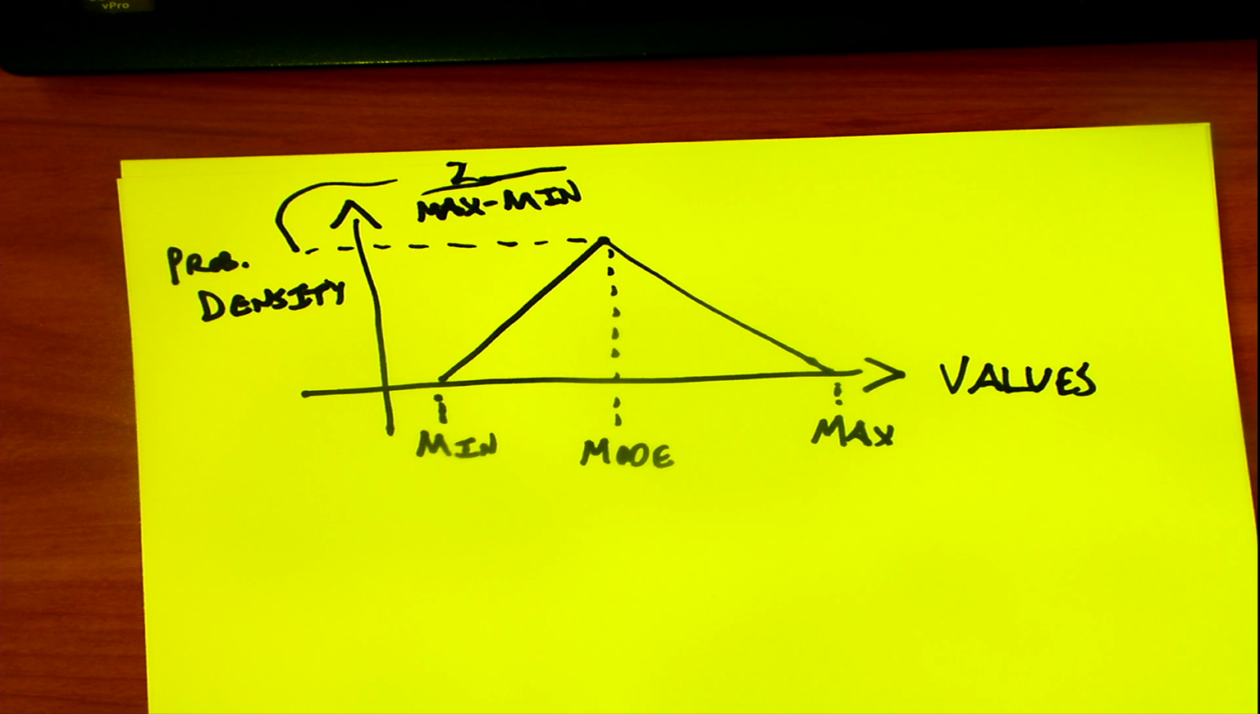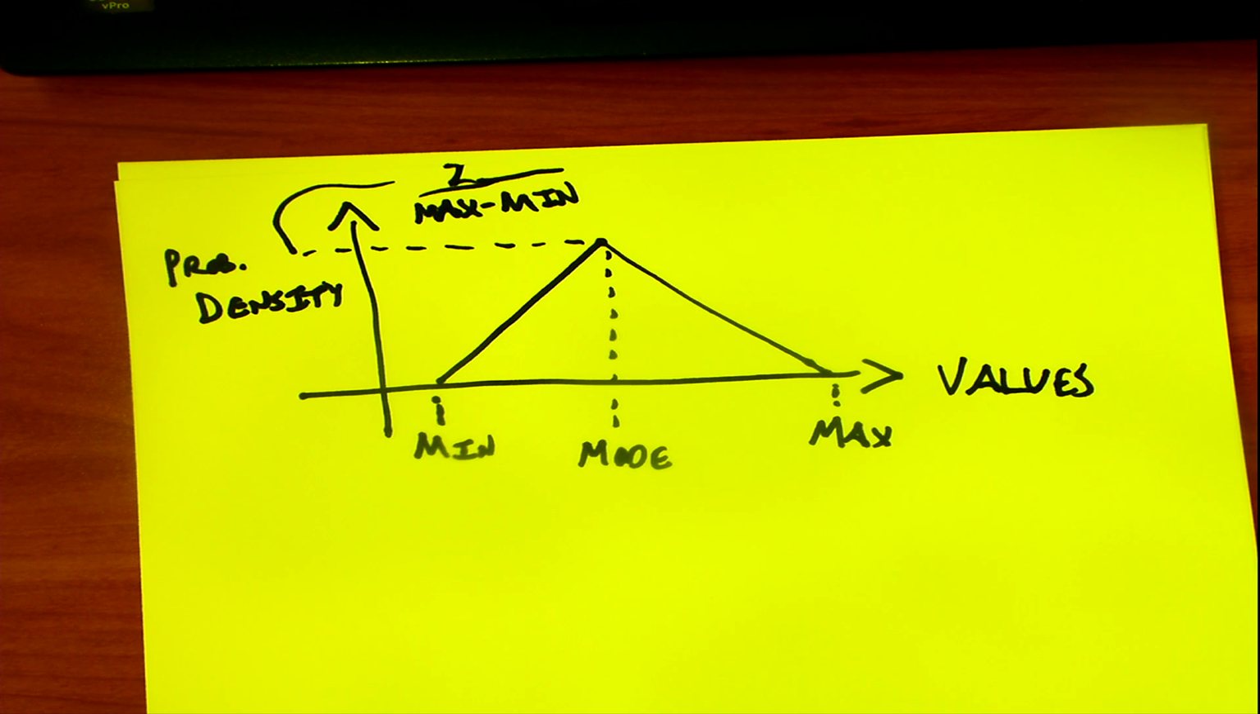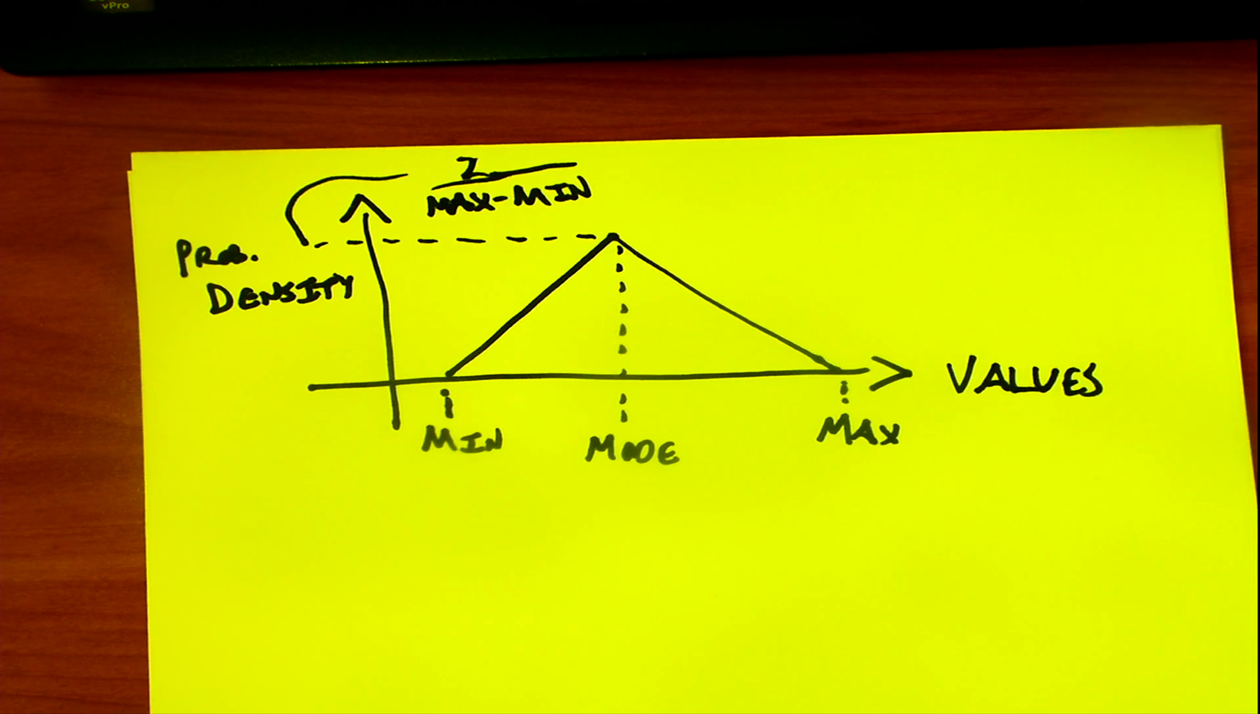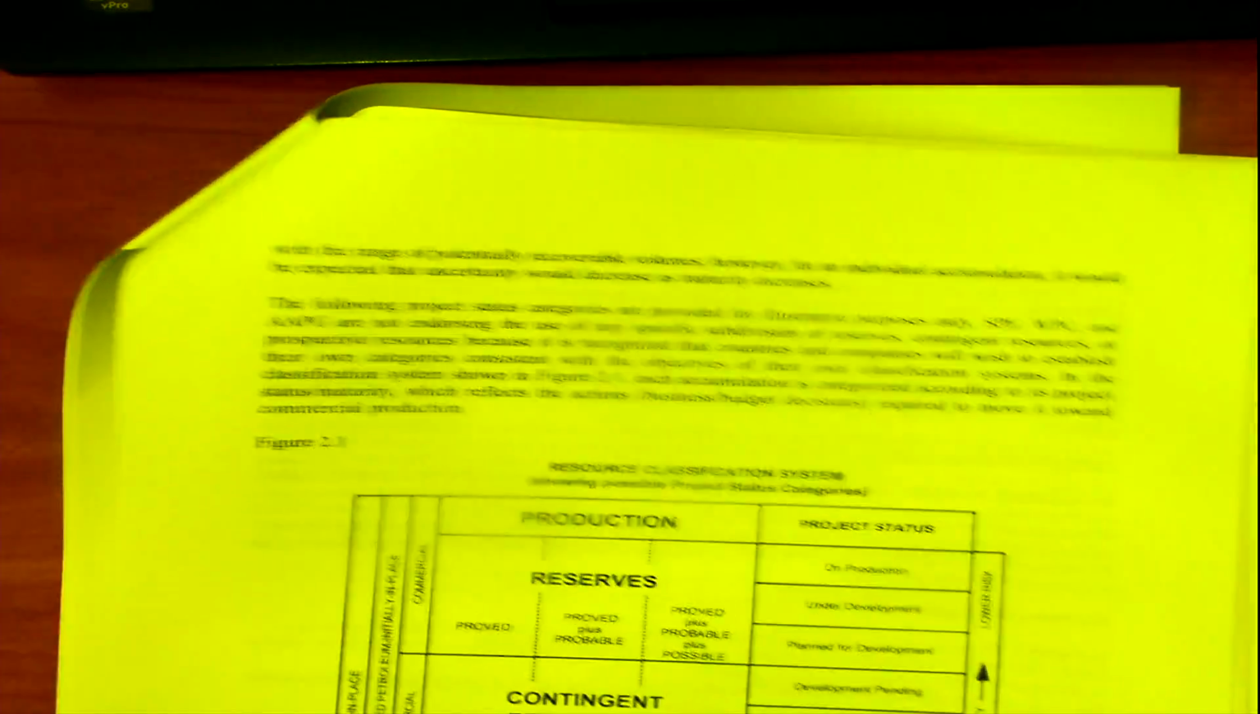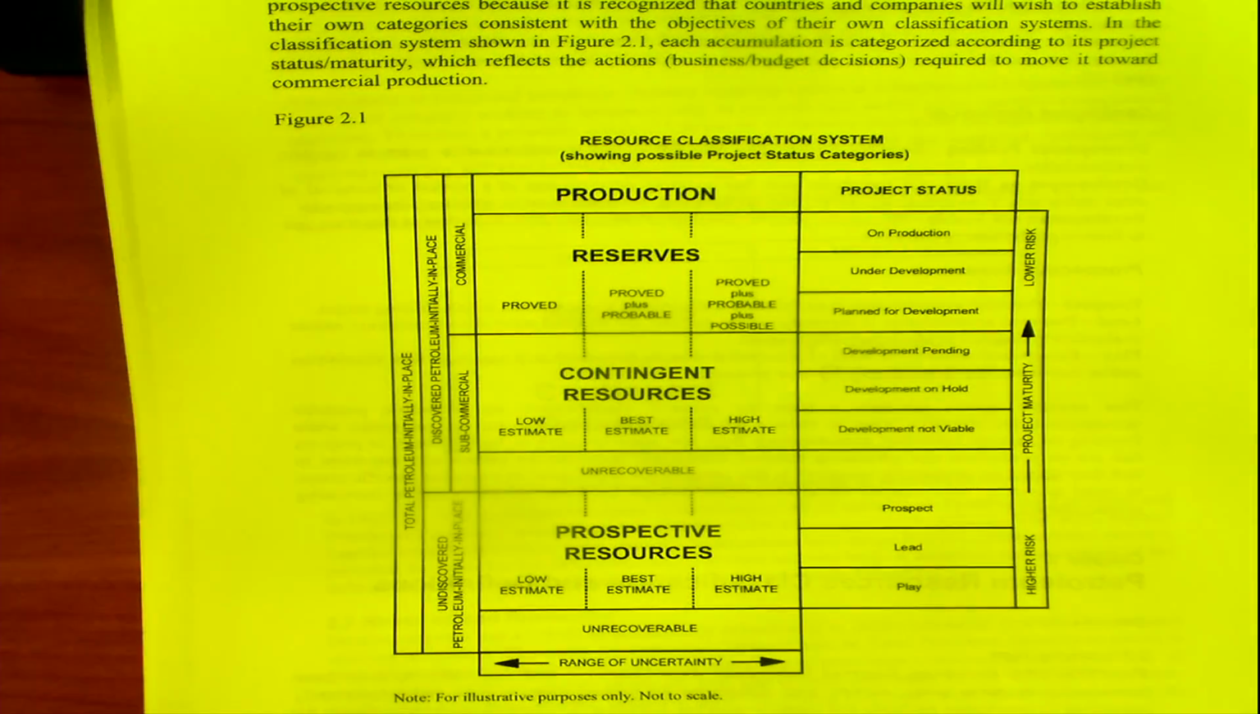So when you start to pull data and form this distribution, the SPE has defined some terms for how likely different things are. They define it by this resource classification system. This is from a document published in the year 2000-ish. I know, ancient history and all that jazz, but it's still their standard.